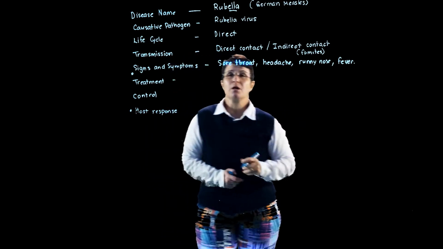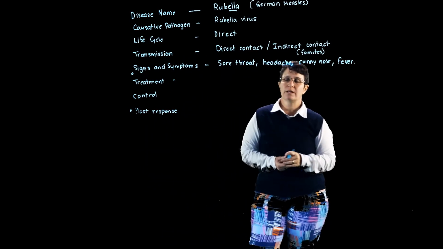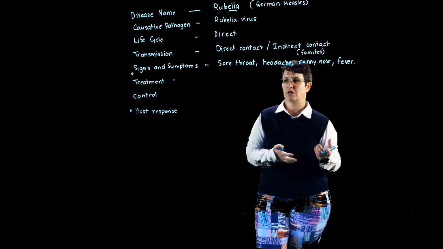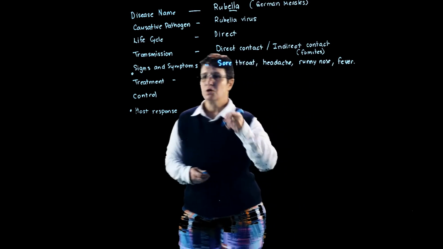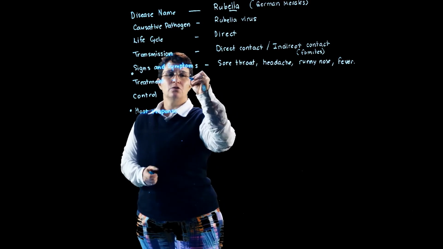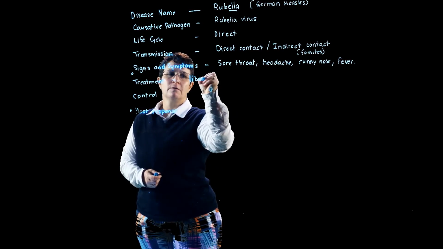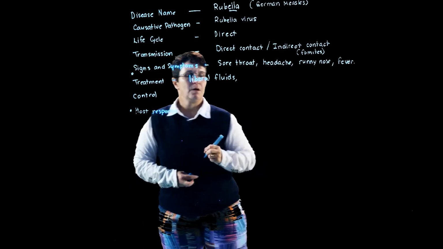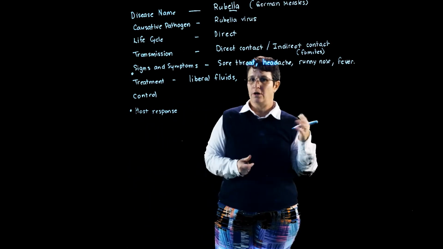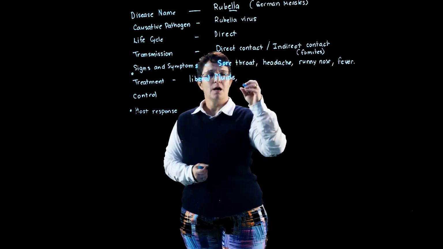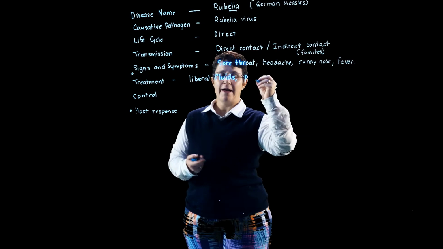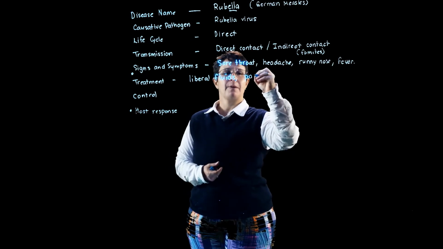Methods of treatment. Usually with treatment, what you're doing is you're looking at what are the things that we do to combat the signs and symptoms of the disease. So for viruses, you use liberal fluids, that's to try and offset some of the symptoms, particularly the headache, paracetamol or other analgesics. Analgesics just means painkiller.